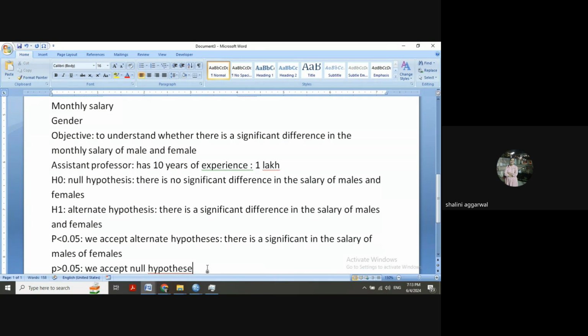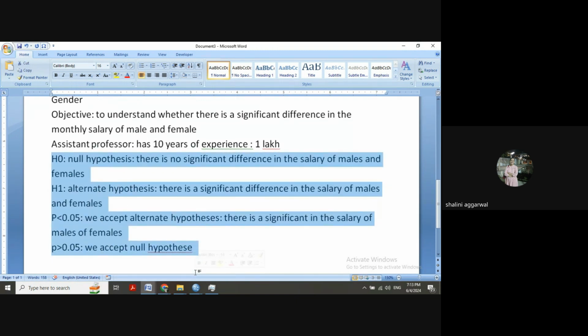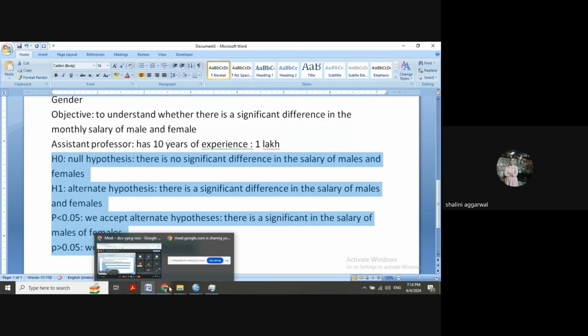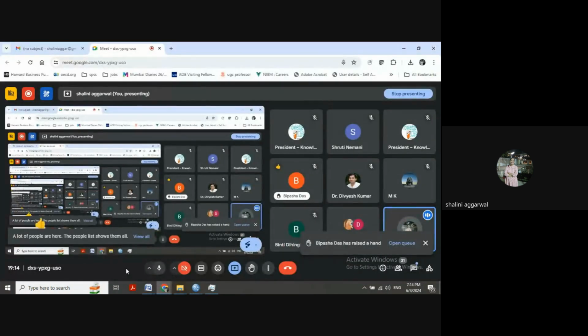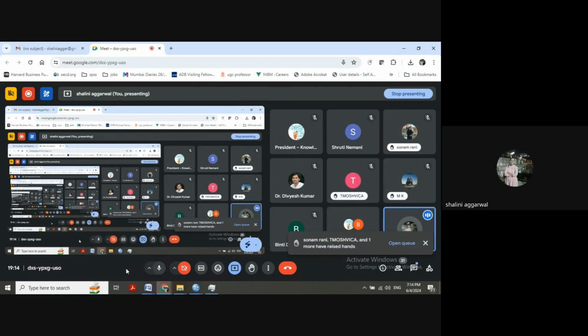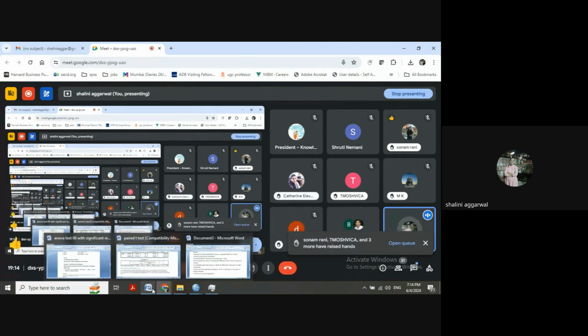But what if we accept that the null hypothesis is true? Then we say there is no significant difference in the salary of males and females. This is the concept of the hypothesis. I hope this is clear to all. Please raise your hands if this point is clear. This is a very small concept that I wanted to cover. Okay, so let's proceed ahead.